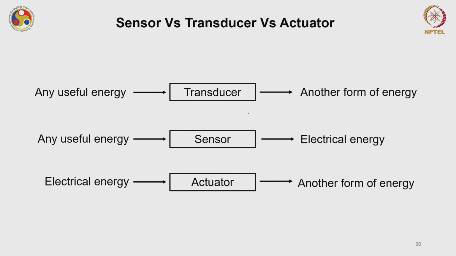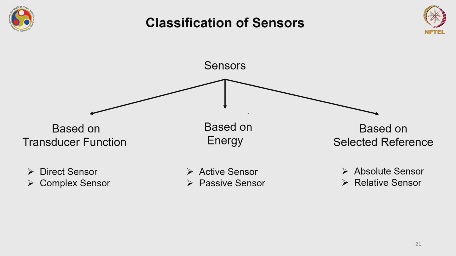So if I have to summarize, I can say that any device that converts a useful energy to another form of energy is a transducer. A sensor converts any useful energy to electrical energy, while an actuator converts electrical energy to another form of energy. Now, once these definitions are clear, I will move ahead towards classification of the sensor.